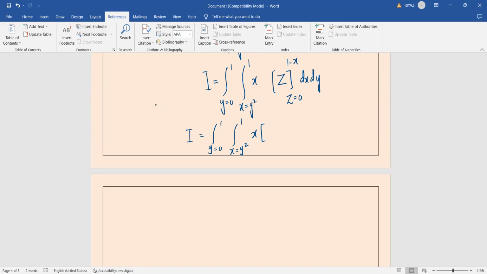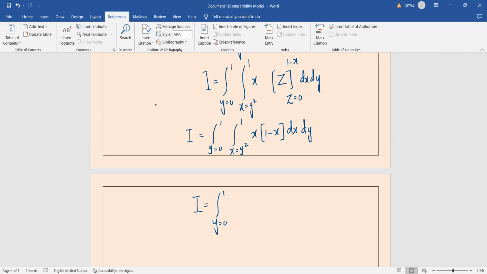Upper limit minus lower limit: 1 minus x, lower limit is minus 0. Then dx left off, then dy. X minus x square, the order will be with respect to y. Now you notice all the terms which are containing x only are left off here. It means you are doing correct. Y is equal to 0 to 1.